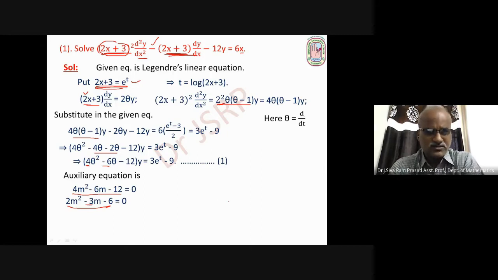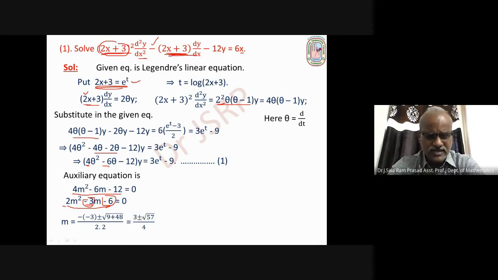So 12 means 6 2s, 4 3s. Okay, so we cannot find. Then apply the formula m equal minus b, that is minus of minus 3, plus or minus root of b square, minus 3 whole square, 9, minus 4ac, minus 4 into 2 into minus 6, that is plus 48, by 2a, 2 into 2. This is 3 plus or minus root 57 by 4.